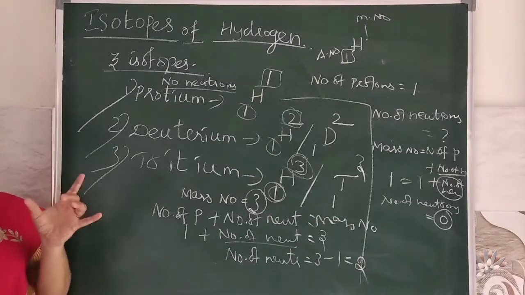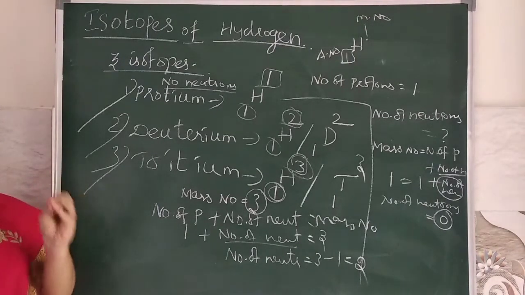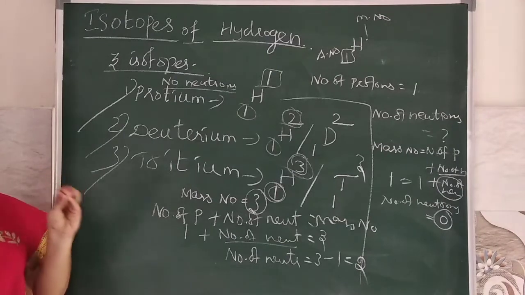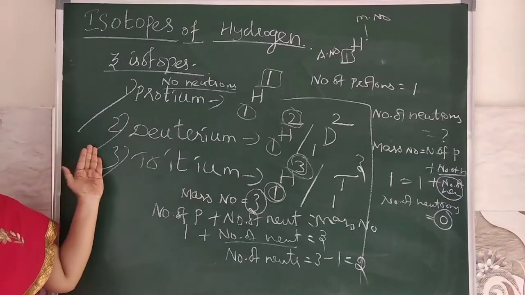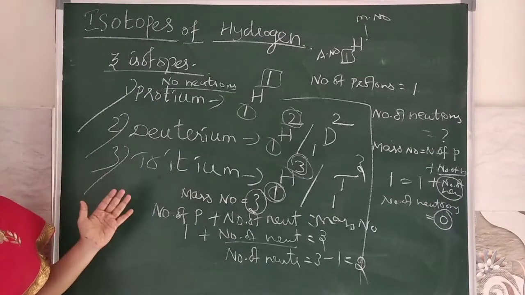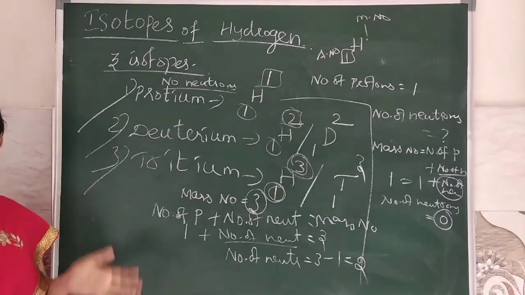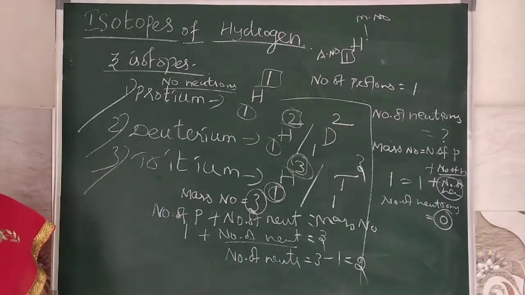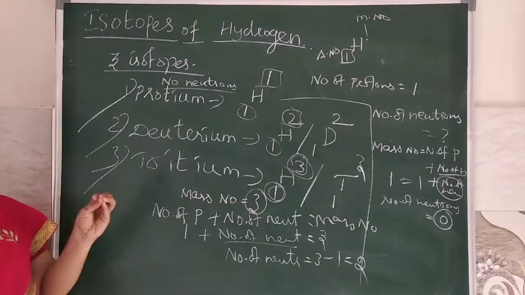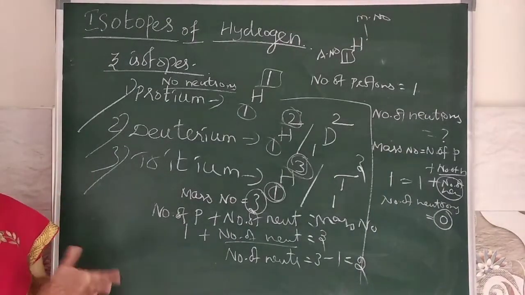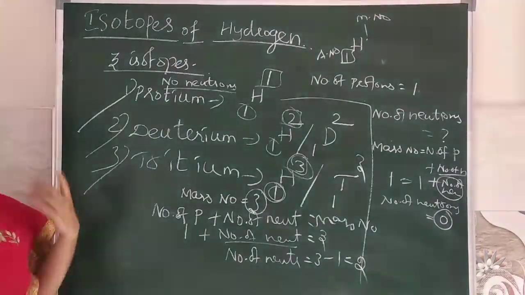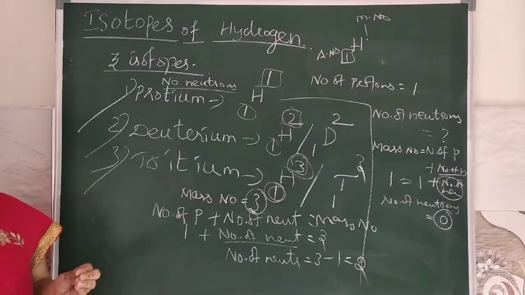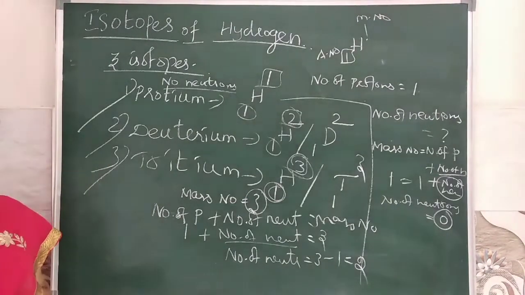Read the question carefully. What are the 3 isotopes of hydrogen? If the question is asked like this, you have to write that the 3 isotopes of hydrogen are protium, deuterium, tritium. Write the symbols, and write the number of protons, neutrons and electrons. Or if the question is what are isotopes and what are the isotopes of hydrogen, first answer what are isotopes? Atoms of the same element having the same atomic number but different mass number.